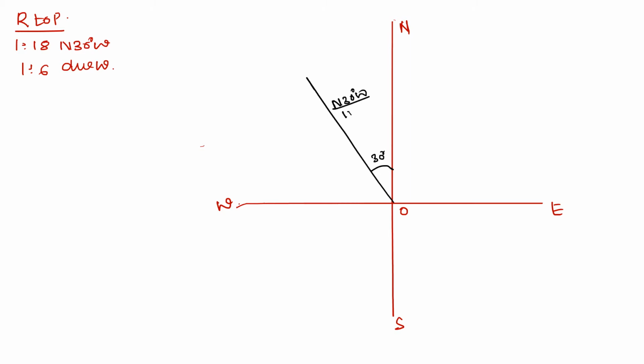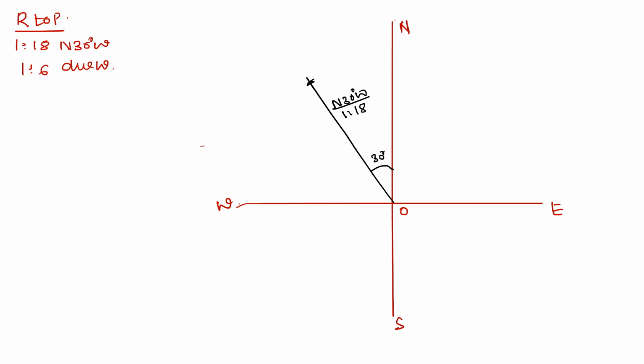Amount is 1:18. It may or may not fit in your paper. You can reduce the scale, you can always reduce the scale. Okay, so this is my 18 point. If you change the scale, you may get it as 1:9. And then we have another, which is due west. So my due west comes here on the west line itself.